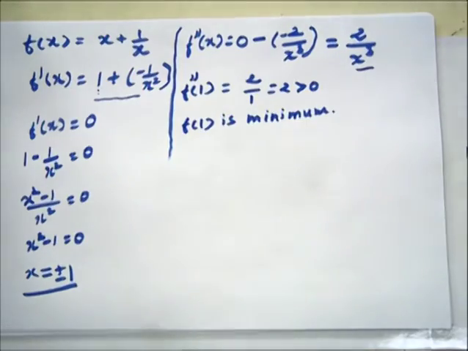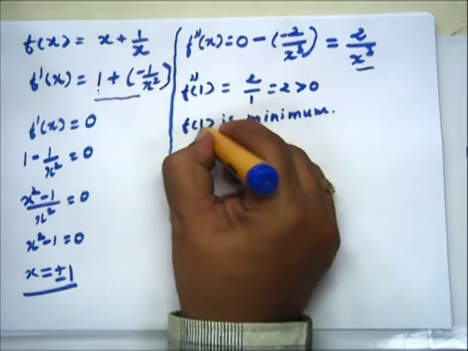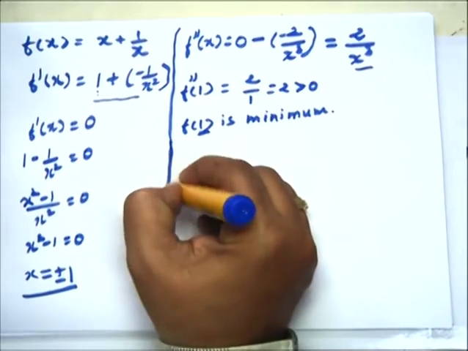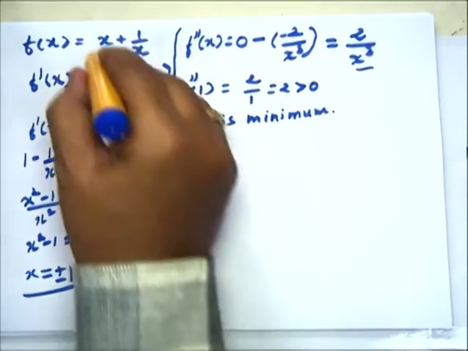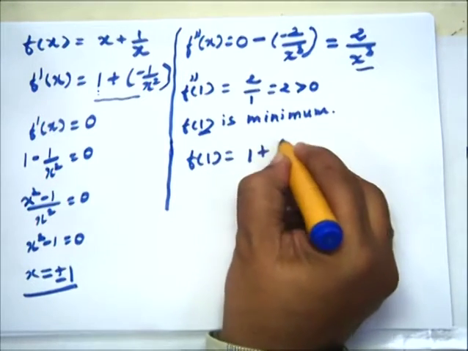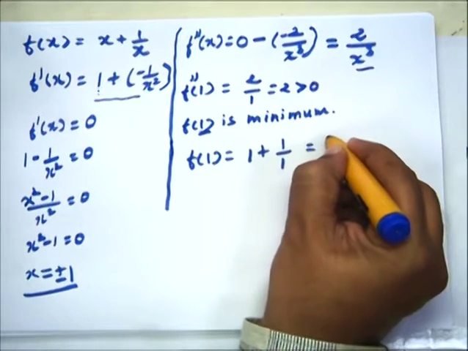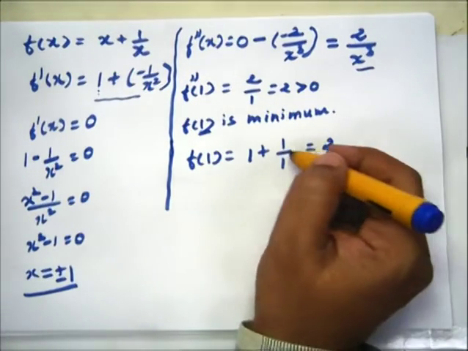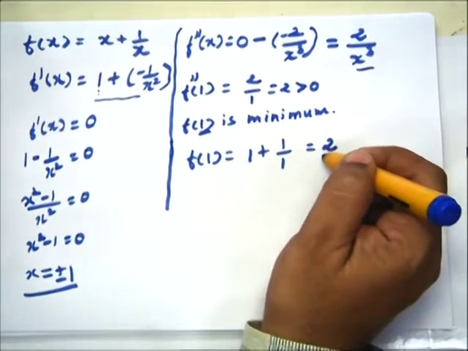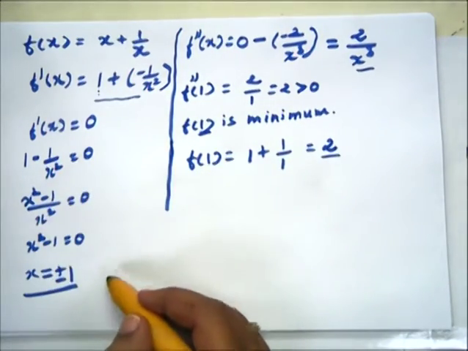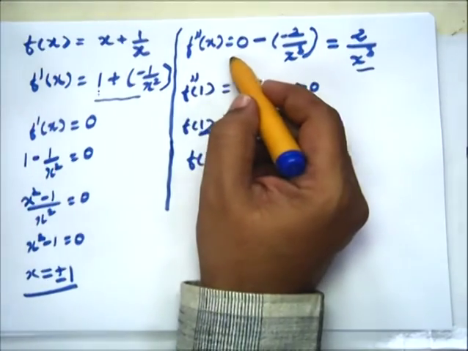f of 1 is minimum, or we can say at x is equal to 1, the function is minimum. Now if we put the value in the function, we have f of 1 is equal to 1 plus 1 upon 1, is equal to 2. So that is the value of this.